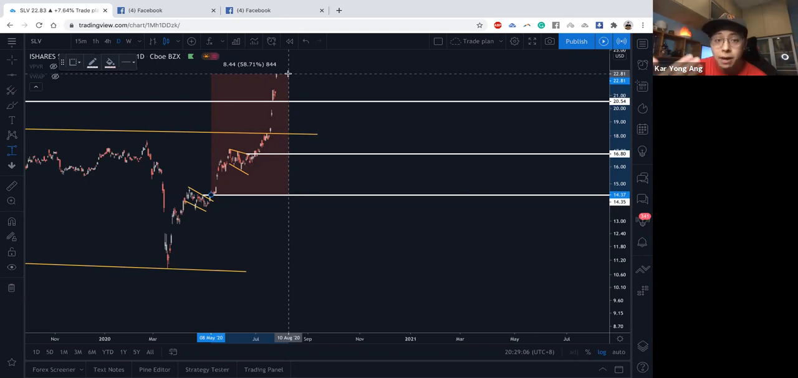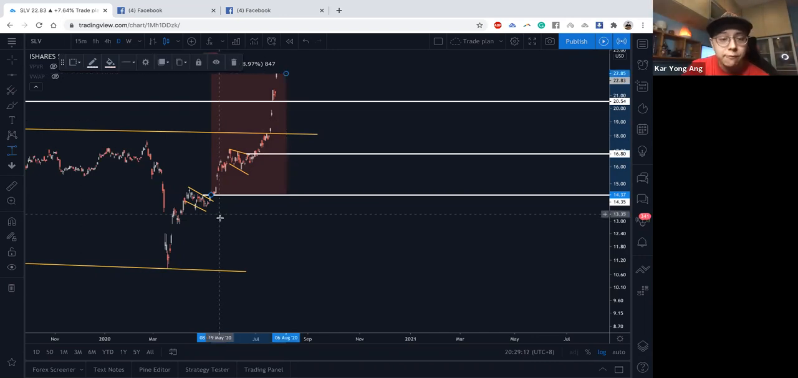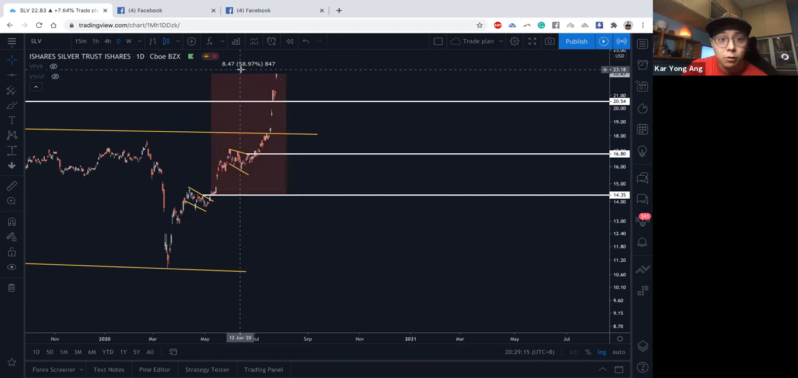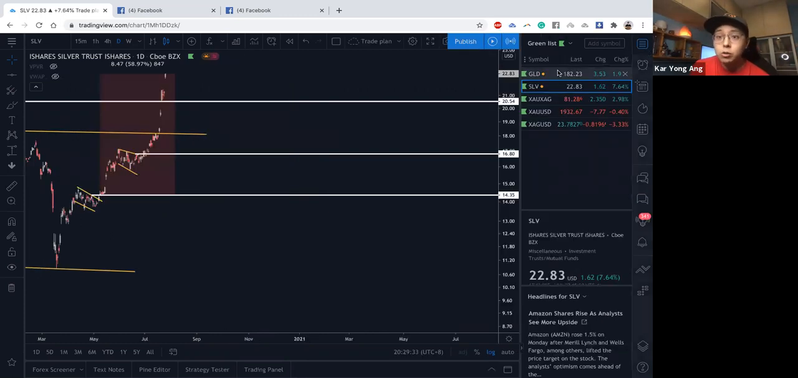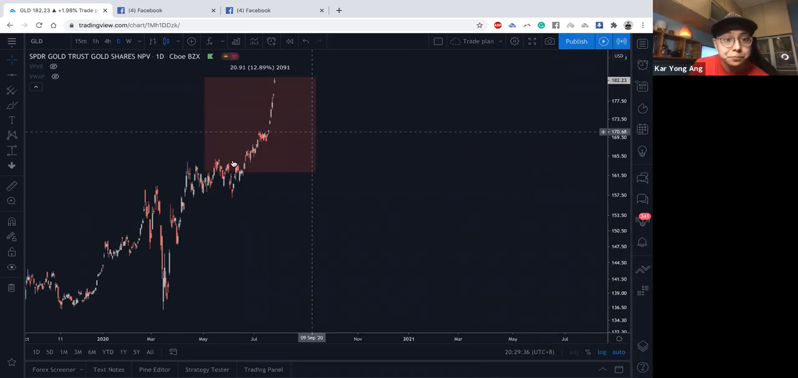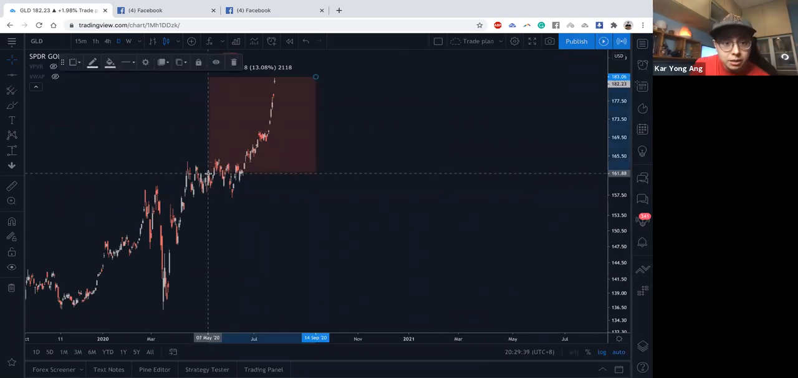I'm seeing that today it might come back down a little bit, but let's just take it from yesterday's closing price. You can see from then to now, the price change is 58.97%, which is close to 59%. In other words, the SLV price from the 8th of May to yesterday's closing actually increased by 59%. Now let's take a look at gold. Gold here is GLD, the ETF of gold. Same thing, I'm going to take the price of the 8th of May, which is somewhere here, to where it is right now based on yesterday's closing.